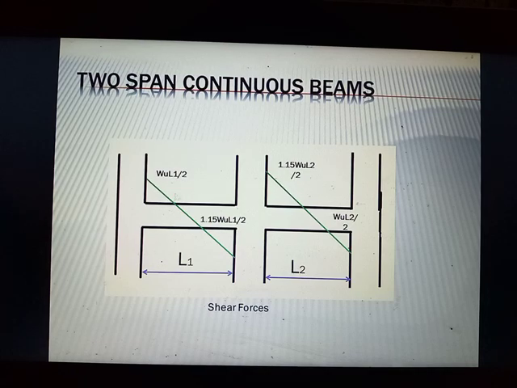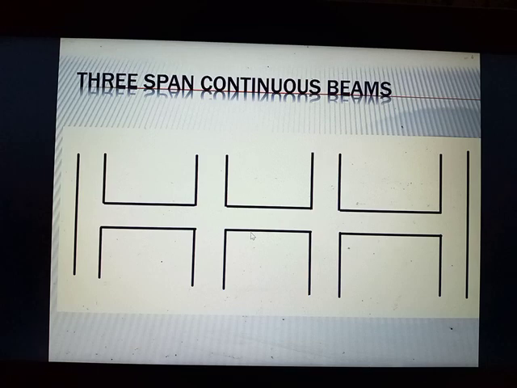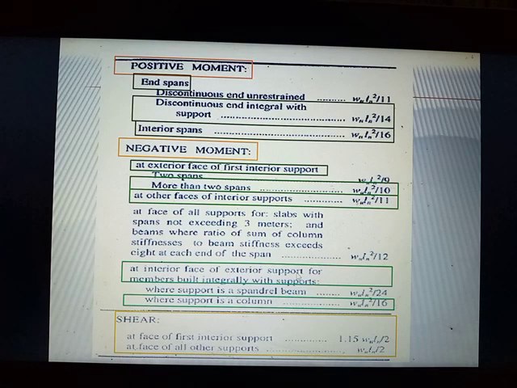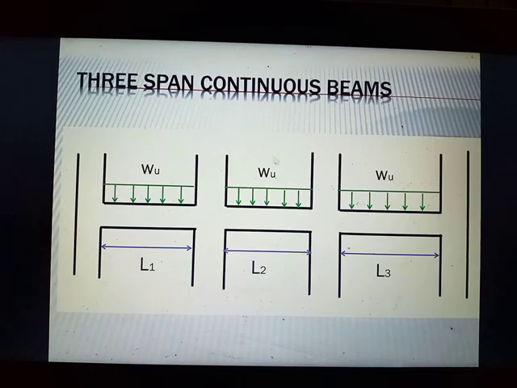WL1 over 2 at the exterior shears, and for the interior shears of the first interior support, the 1.15 WL2 over 2. Okay, so for 3 span continuous beams, we still have uniform load WU, and we have clear spans of L1, L2 and L3 respectively. So we pick up which formulas are applicable in this situation for a 3 span continuous beam.